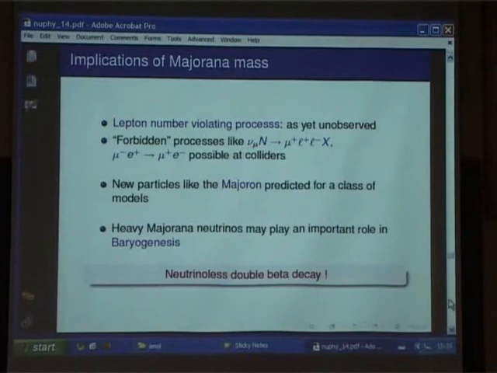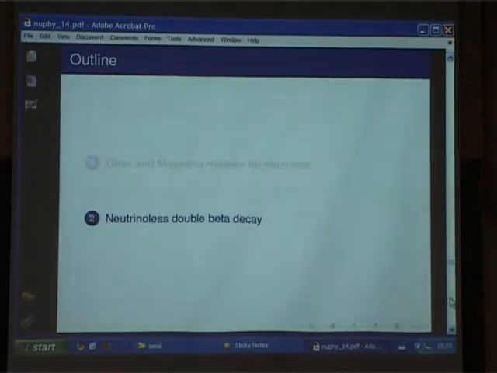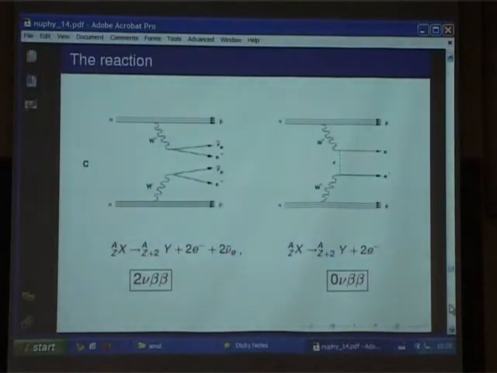But what we'll see in the rest of this class is something that we can see in the lab today, which is this reaction called neutrinoless double beta decay. Okay, so let's look at what this process is. Simple beta decay is this top process, on top of this line. So you have a neutron going to a proton, an electron and an antineutrino.